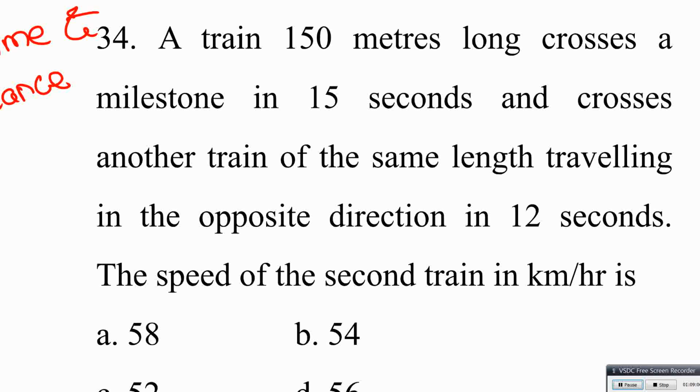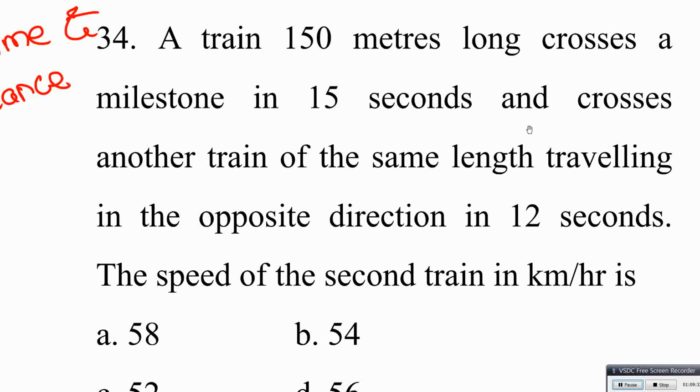So here, a train takes 150 meters to cross a milestone. Is a milestone a moving object or a fixed one? Fixed one. So generally time is distance by speed, right? So what's the time taken here? 15 seconds. Speed of the train you don't know. Speed here is nothing but the train's only, because the train is a moving object. The train is crossing a milestone.